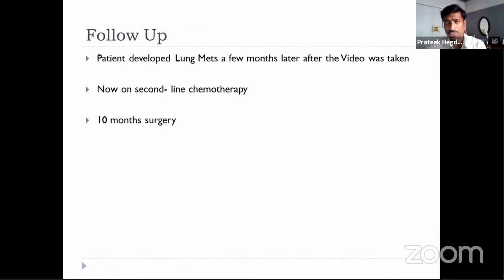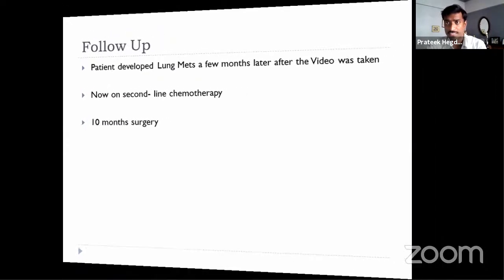Medical oncologist has now started him on second line chemotherapy. It's now 10 months post-surgery. The implant is doing okay, but unfortunately, the patient is not.